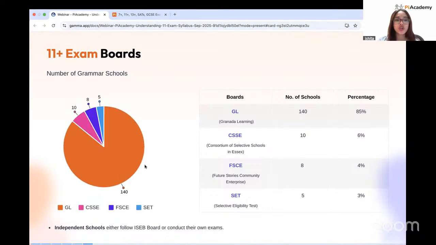Independent schools also follow a type of board which is called the ISEB. Some schools also conduct their own exams. We will be doing a specialized, completely separate webinar on independent schools in the future, so definitely stay tuned for that, where we will explore the independent school ISEB board as well.